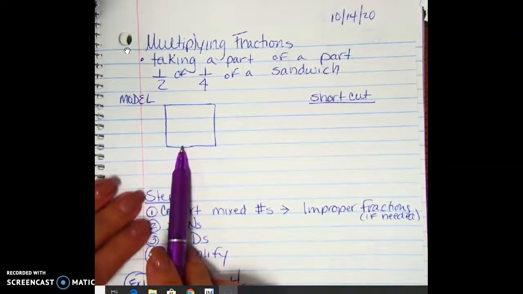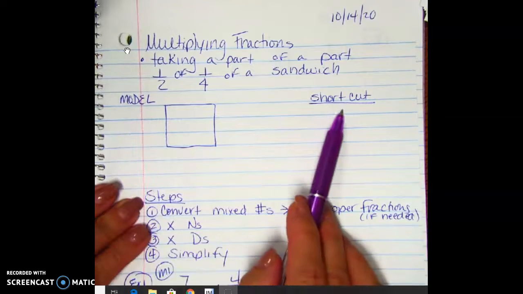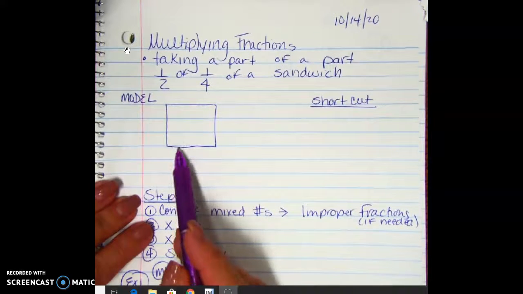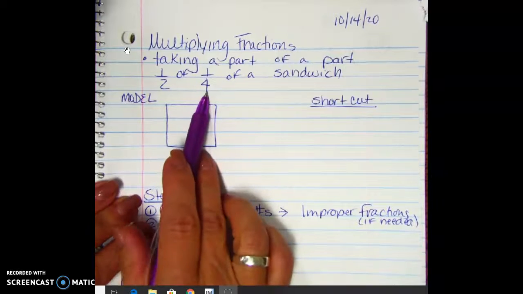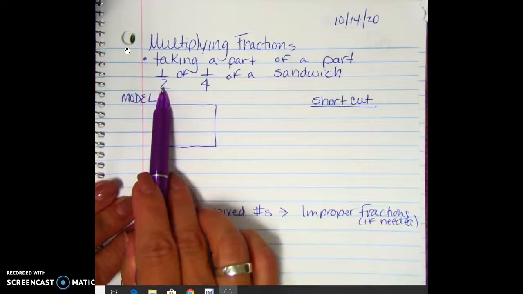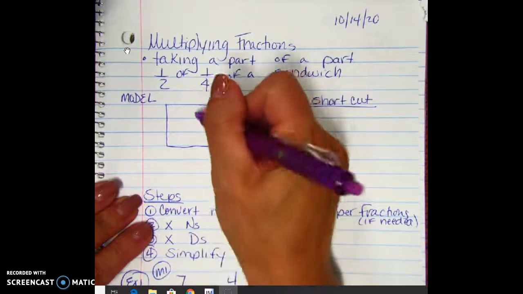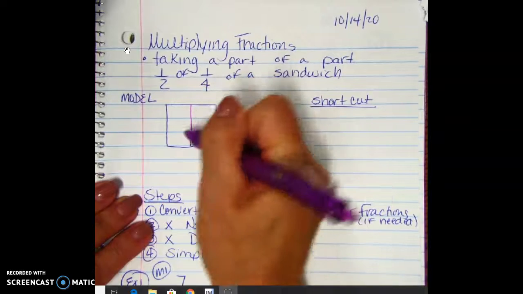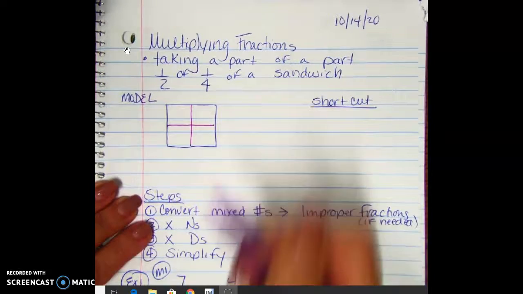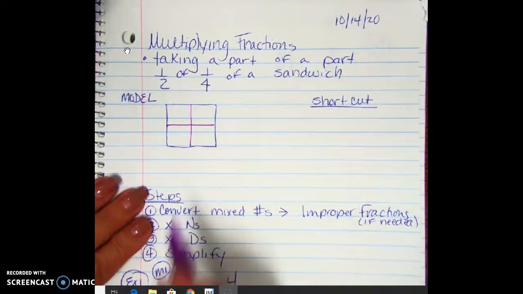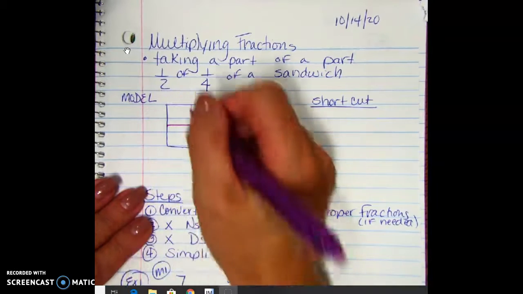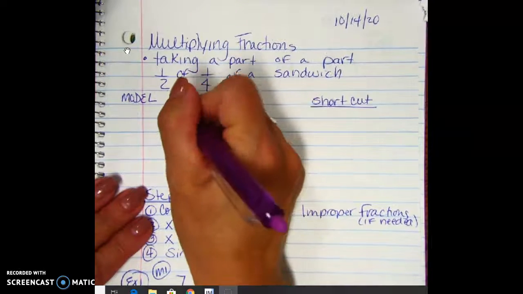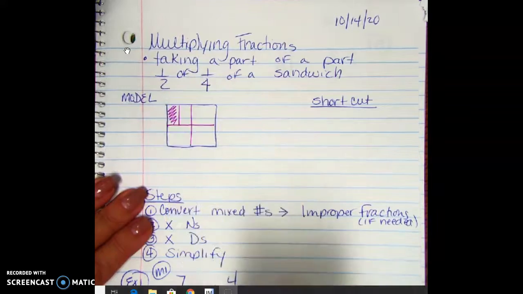So here's my sandwich. I'm modeling it here, and I'll show you the shortcut in a bit. Here's my sandwich, and it's cut into fourths. How do I know? Because I'm going to take 1/2 of a fourth. So let me get my sandwich cut into fourths. So there's 4 pieces of my sandwich. Now, I said that I'm going to take 1/2 of 1/4. So here is 1/2 of my 1/4.